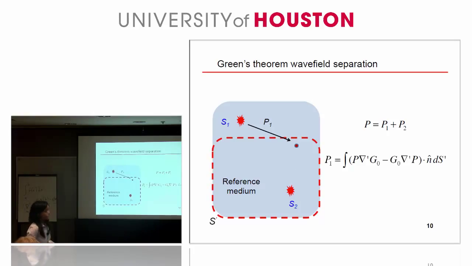Now, Green theorem tells us that if you just do the surface integral along this closed surface and evaluate inside the volume, then you can get the contribution due to the source S1. Say S1 acting on this reference medium gives you the wave field P1, and it will be identified after you do this integral. This is the integral formula, P grad G minus G grad P, where G0 is the Green's function in this reference medium. Later we will extend this Green theorem idea to the elastic world.